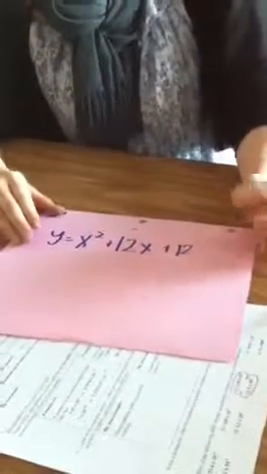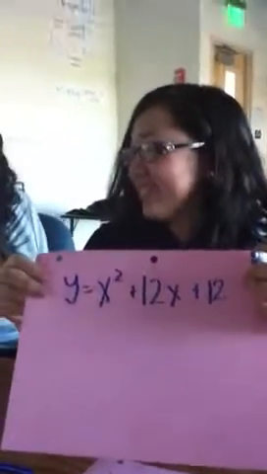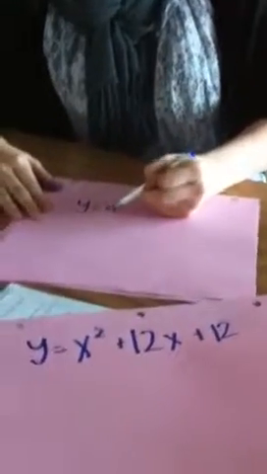Alright guys, this is completing the square. So remember, it's when you take standard form and you want to convert it into graphing form.